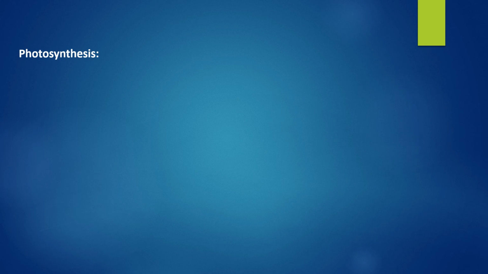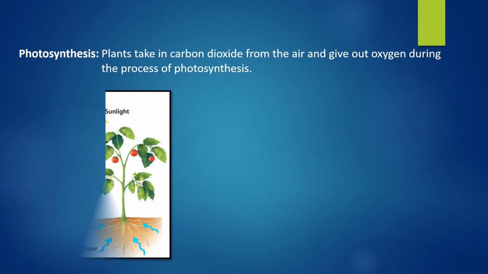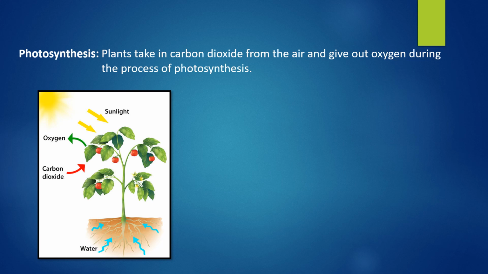Next one, photosynthesis. You have not learned about photosynthesis, I think. Photosynthesis is the process of making food by plants. That means plants breathe in carbon dioxide from the atmosphere and breathe out oxygen. In that process, plants also make food for themselves. So plants take in carbon dioxide from the air and give out oxygen during photosynthesis. For photosynthesis, plants need carbon dioxide, sunlight as well as water. They absorb water from soil through the roots.